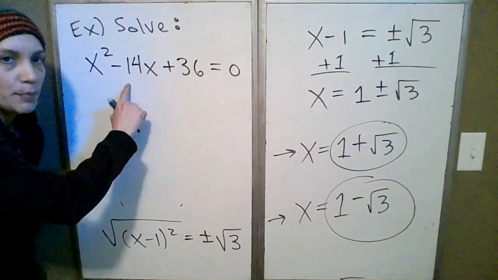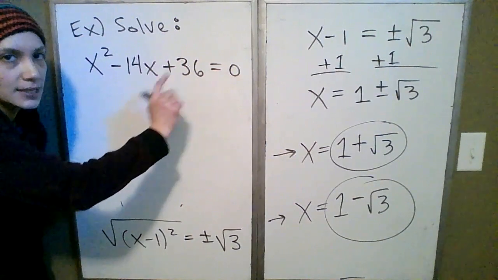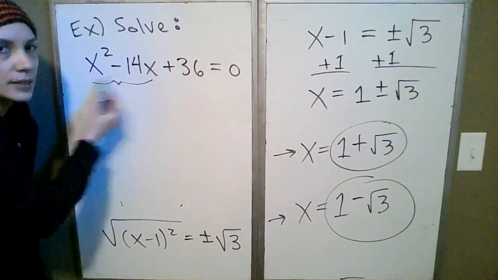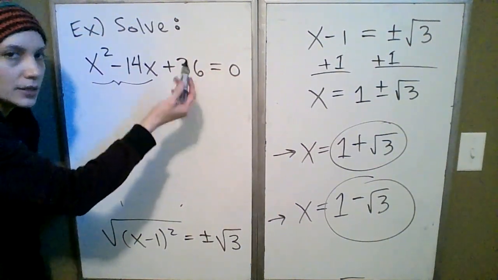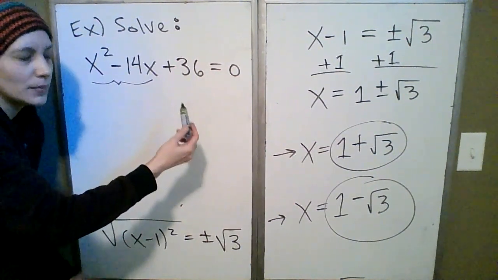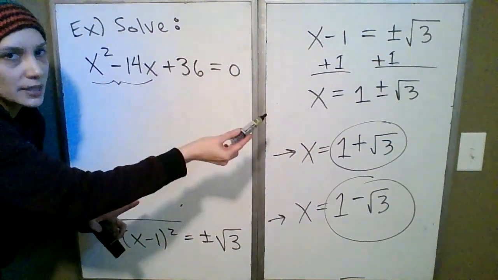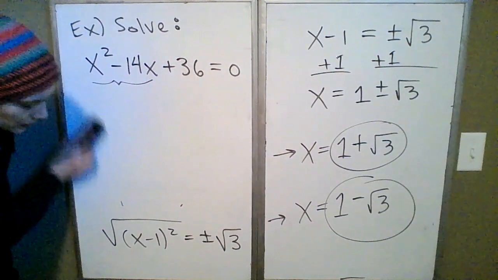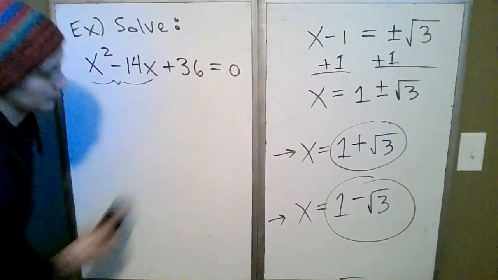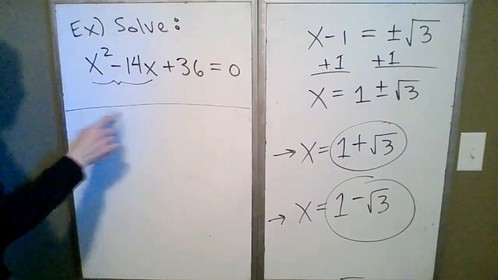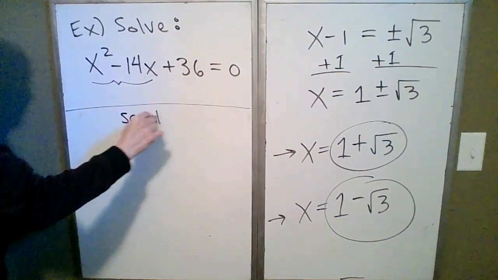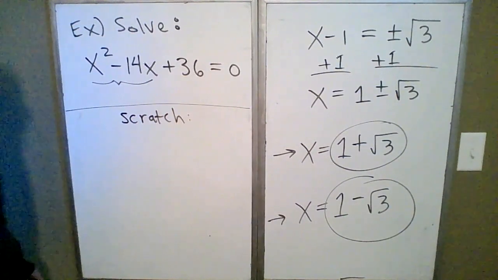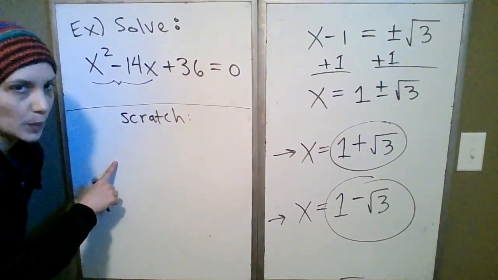Okay, x squared minus 14x plus 36 equal to 0. This is the piece I want to use to complete the square. This number, you could leave it where it is. A lot of people would maybe put it on the other side. Either way, you'll reach the same two solutions. Okay. Let's just copy the problem.